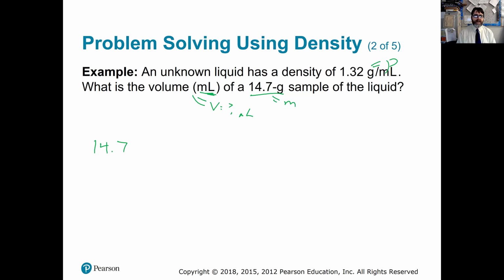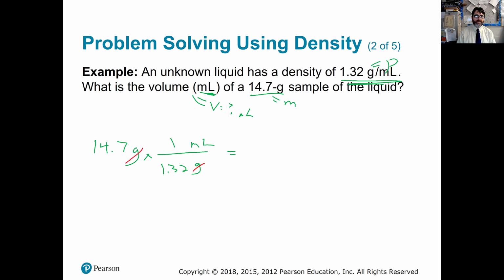And so anyway, 14.7 grams, and we need to get rid of grams, so I'm going to put grams on the bottom, and it turns out I can get straight to milliliters, so I'm going to put milliliters on top, and I'm going to use this as my conversion factor. So the 1.32 goes with the grams, and then I end up with a 1 here, and then our units are going to cancel out.